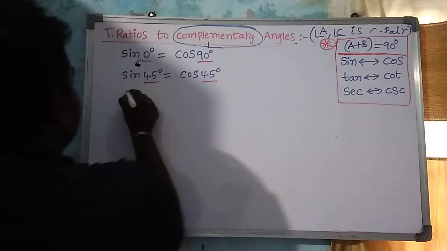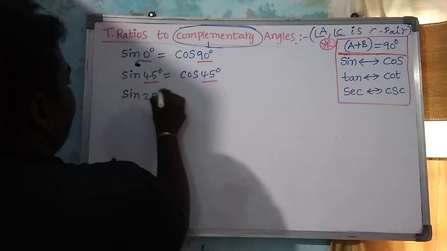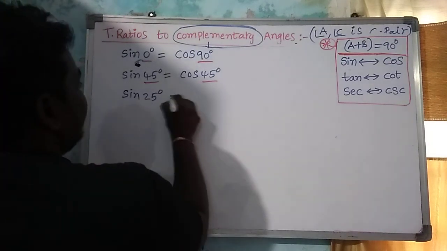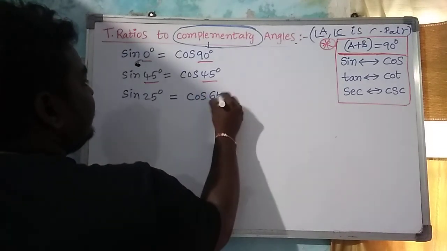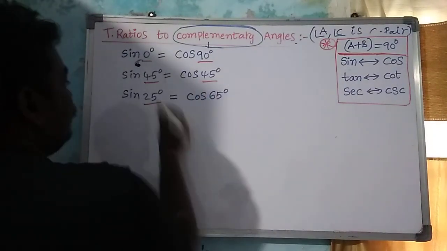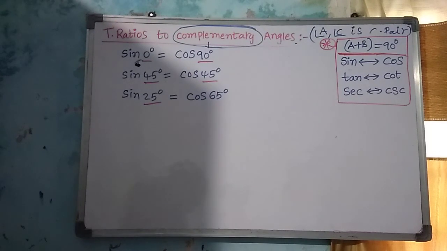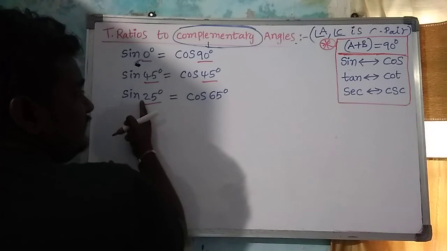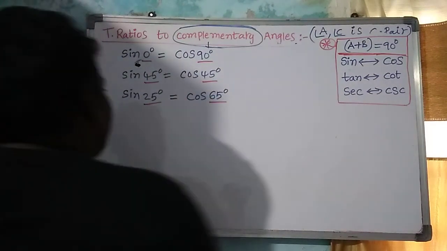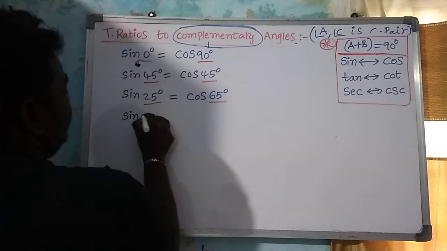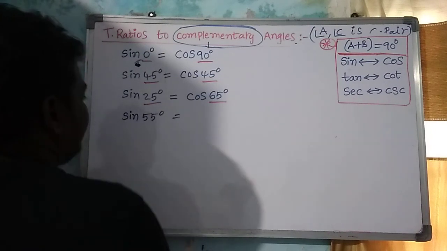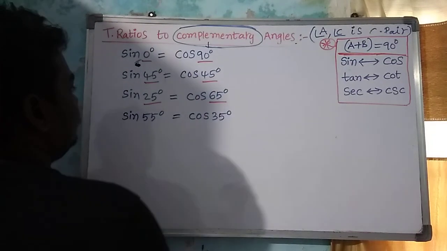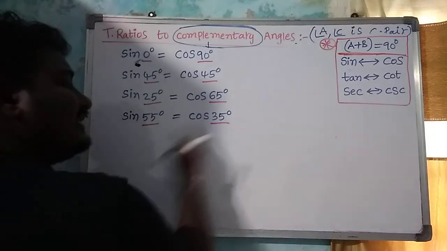Then what about this one? Sin 25. Now we are coming to our unknown angles also. Sin 25 is nothing but cos 65. 25 plus 65 is 90. That's it. Next, what about this one? Sin 55. I can say cos 35. Yes, right. 55 plus 35 is 90.